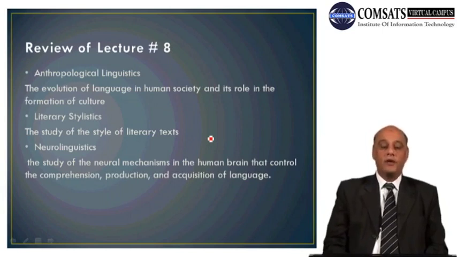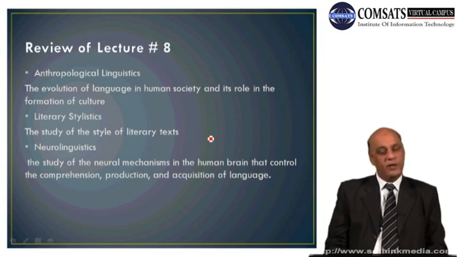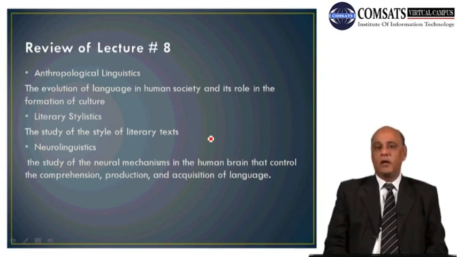We talked about anthropological linguistics, a branch of linguistics, the evolution of language, in which we talked about the evolution of language in human society and its role in the formation of culture. Then we talked about literary stylistics, another branch which deals with analyzing literary texts, how language is used to analyze the different aspects of literary texts, their language, their sentences, their musical element, their words, and the poetic devices being used by different poets, or the linguistic devices being used by the different writers.